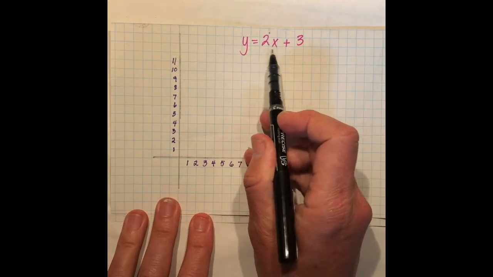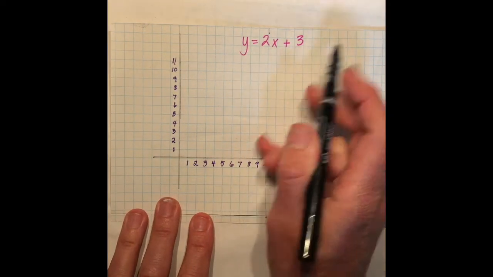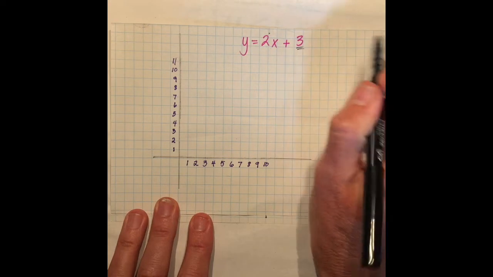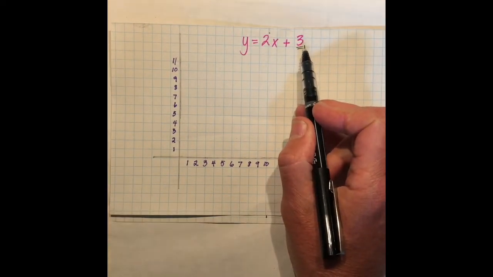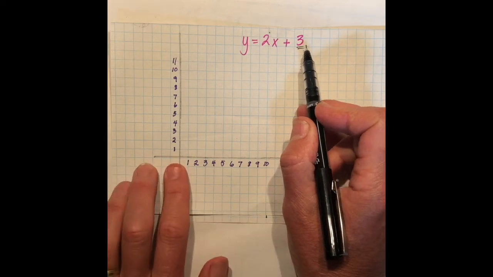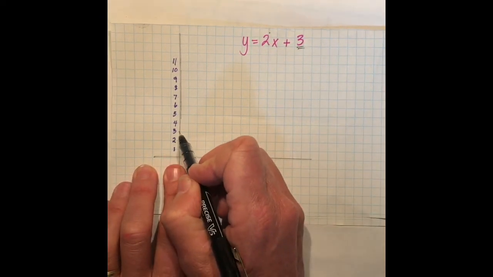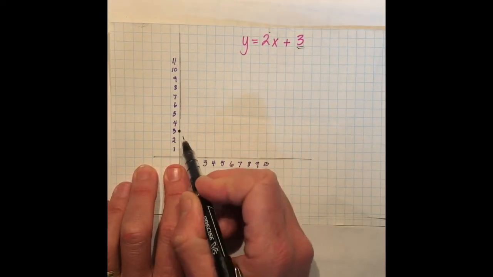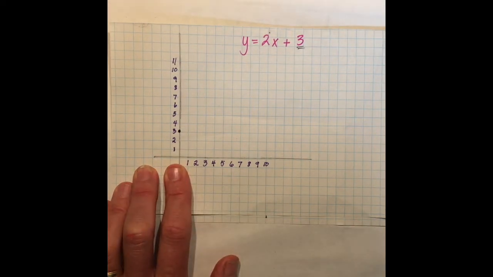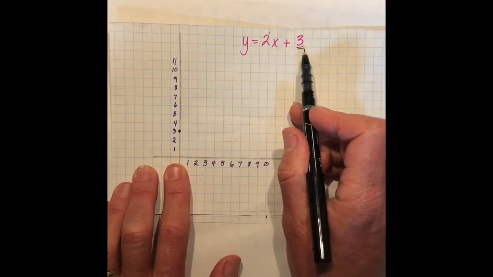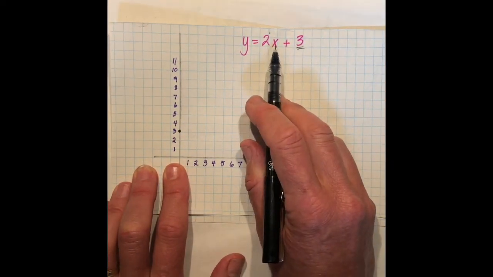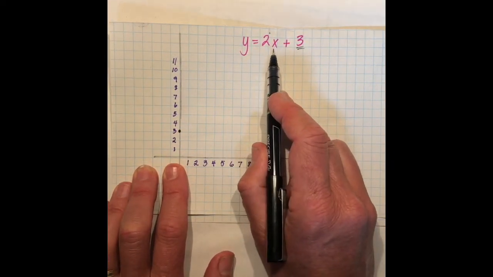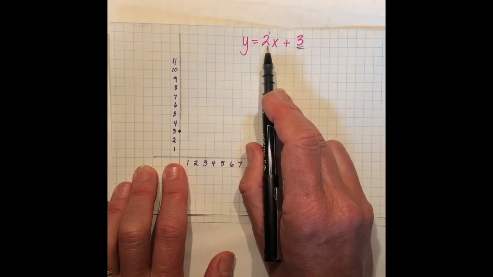I'm looking for my start number and my rate of change. This is my start number. This is my y-intercept. So what that means is I'm going to find 3 on the y-axis, and that is where my graph will cross the y-axis. We've thought of this as our starting point. Now, the rate of change means that for every time x grows by 1, y will grow by 2.